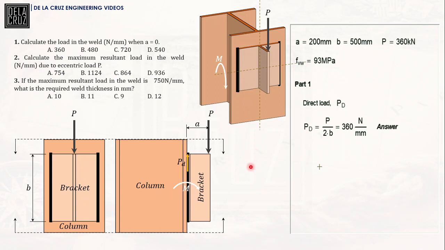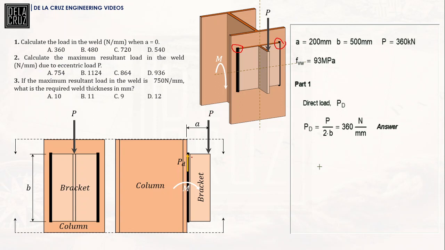The maximum bending stress, considering only the weld group, would be at the farthest distance of the weld group. So from here, the farthest distance from the neutral axis would be at this portion. Or the same here. So both points are critical and they will induce the same stresses. So the question here is the maximum resultant load.